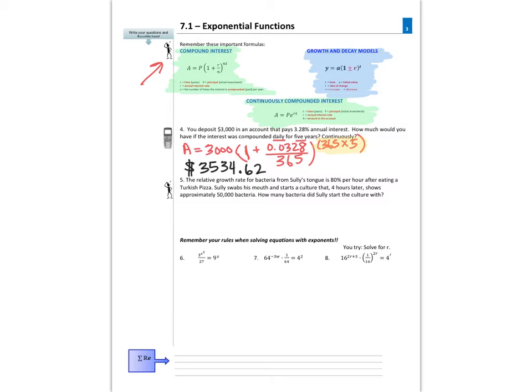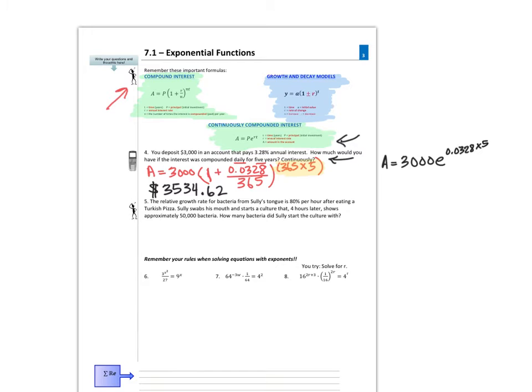Okay, so for the next part, continuously. If you're doing continuously, you have to use that formula, okay? That's the one with the e, because you don't know what n is. It's continuous. And I'm going to write it just over here on the side because I'm writing kind of big. So it's 3,000 for our P, e to the rt power. So the power is 0.0328 and then times 5. And I'm running out of room over here. Oh, goodness, let me put it in. So again, just be real careful how you put that in your calculator.